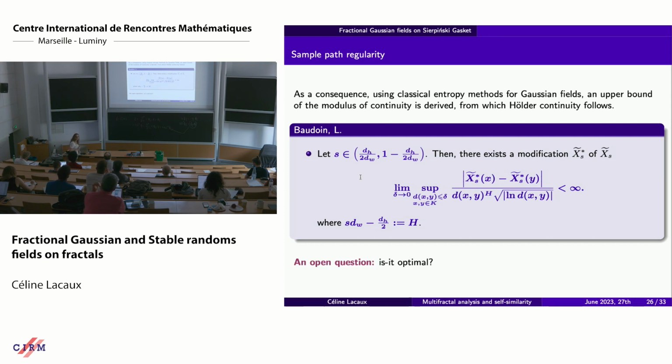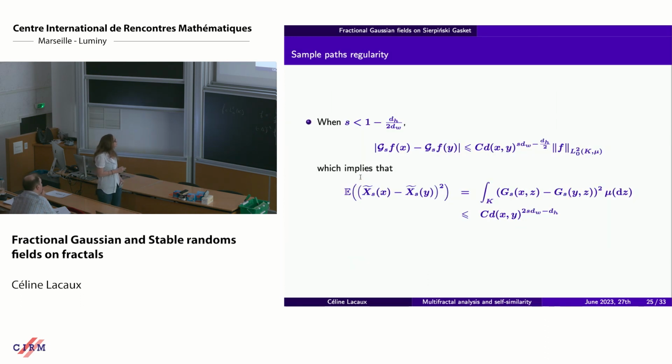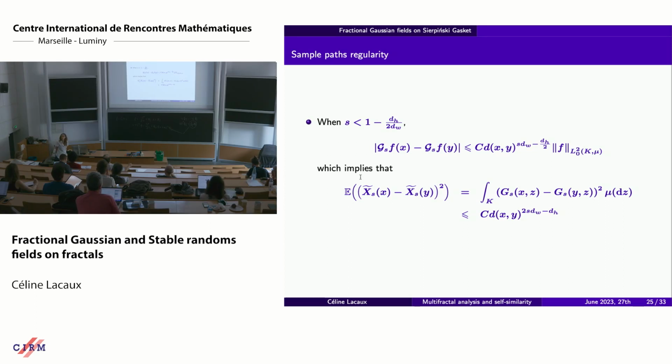I don't know if it is optimal. We think so, but we didn't succeed in proving it. What we need: for fractional Gaussian motion, if you remember, we obtained an equality. We obtained that the variance is equal to the distance to the power 2H. Here I have only an upper bound for this variance. If I want to prove that my result is optimal, one way to do it is to have a lower bound. If I succeed in proving that this is also bigger than a constant times the same distance to the same power, I can conclude that the result is optimal. If I don't succeed, I cannot. So we didn't succeed, so that's an open question.